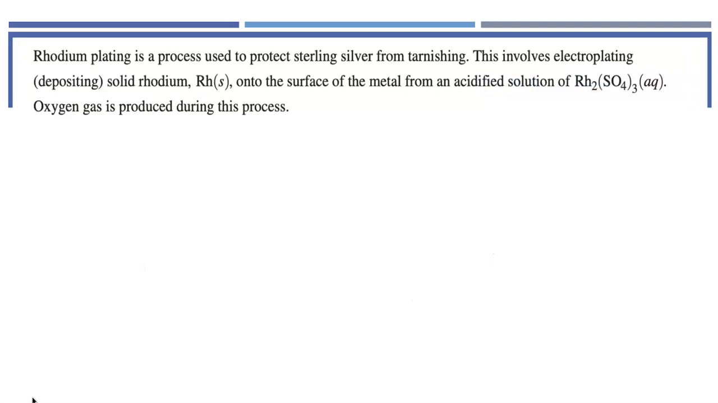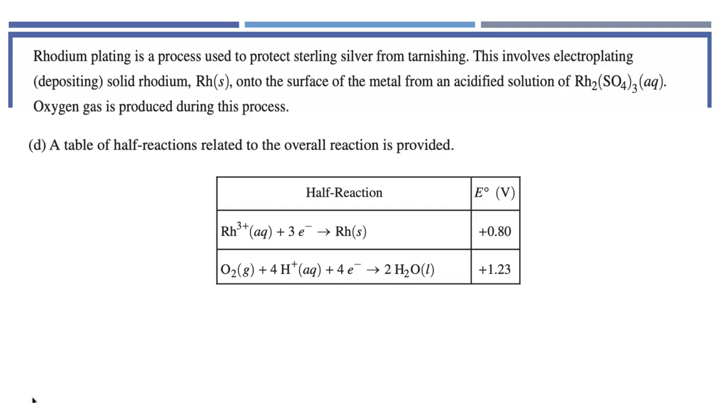Oh, it's a kitchen sink question. Look, we're totally shifting gears here. Rhodium plating is a process used to protect sterling silver from tarnishing. This involves electroplating or depositing solid rhodium onto the surface of the metal from an acidified solution of rhodium-3 sulfate. Oxygen gas is produced during this process. A table of half reactions related to the overall reaction is provided. So we just have the half reactions that are involved in this question. So we have a rhodium half reaction and we have an oxygen half reaction.